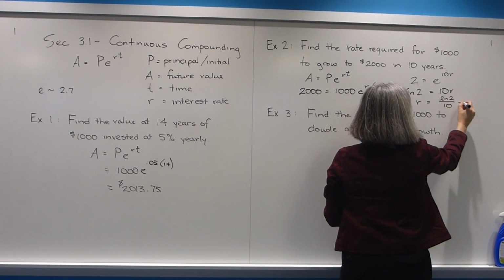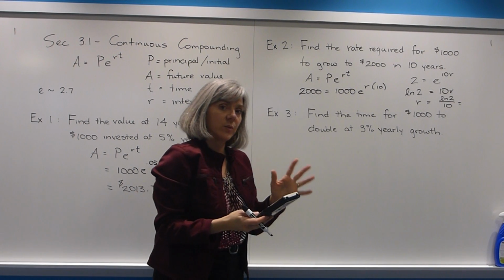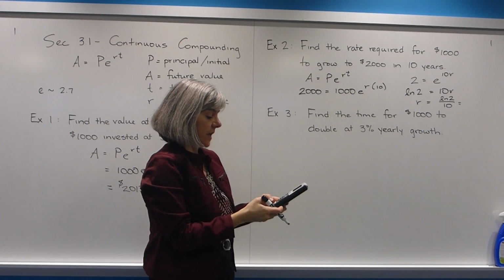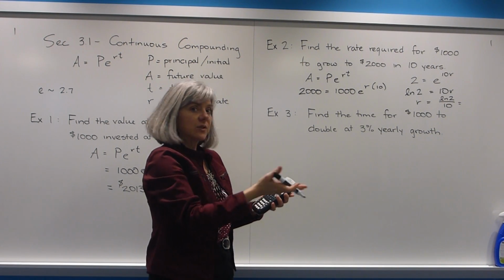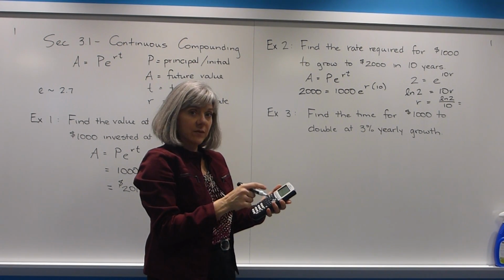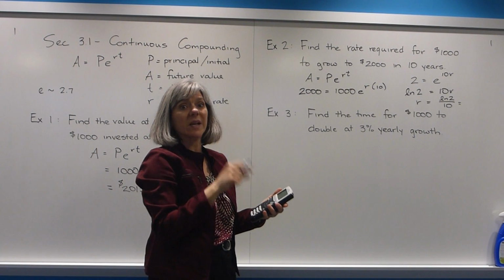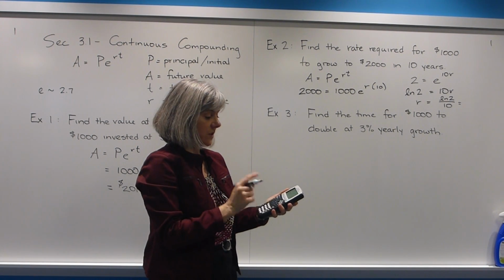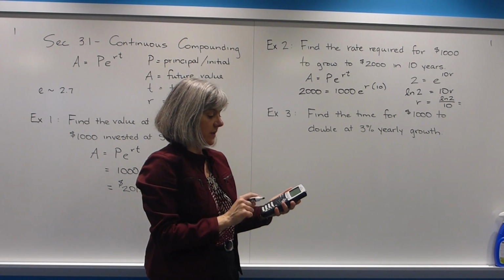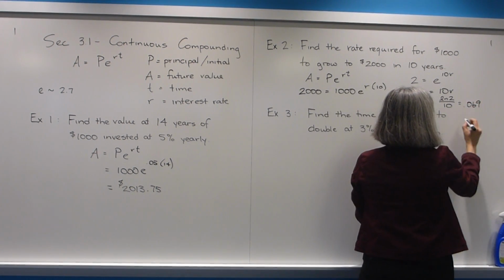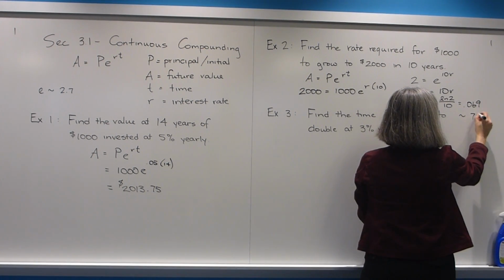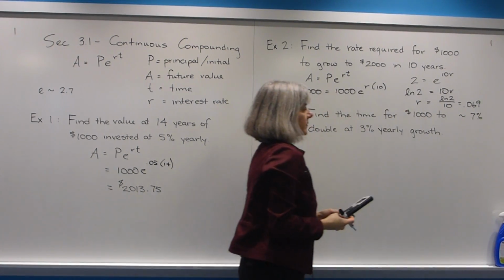10. Okay, so this is one where, again, you need to be careful with your parentheses. When I type ln 2, it opens a parenthesis. If I were to say divide by 10 directly after that, it would be taking the ln of 2/10. That's not what I want. So I need to finish the parenthesis and then divide by 10. And I got 0.069, or about 7%.